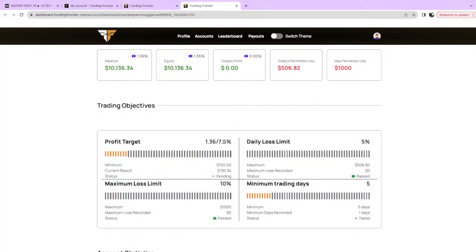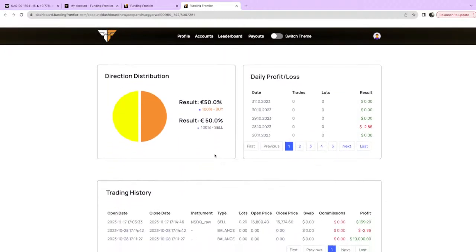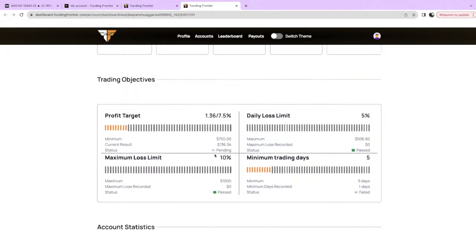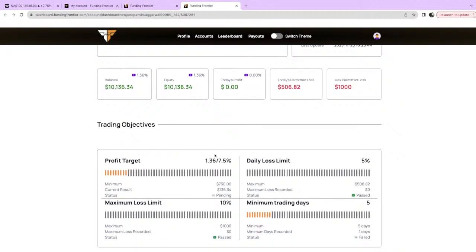So our target is 7.5% for this account, and we have achieved 1.3% currently. I hope we should be able to clear this challenge, then round 2, and then get funding from it.